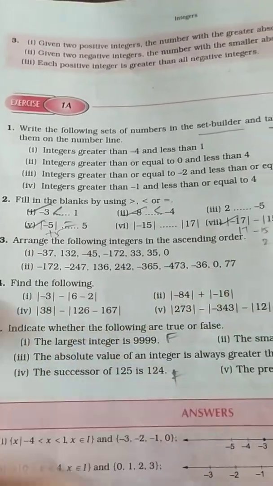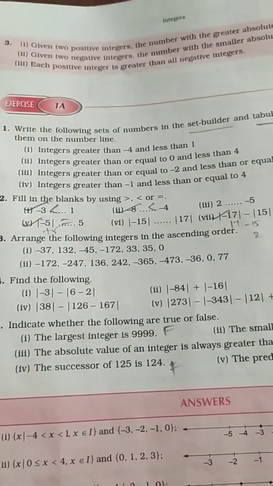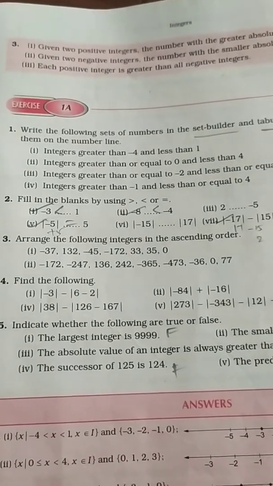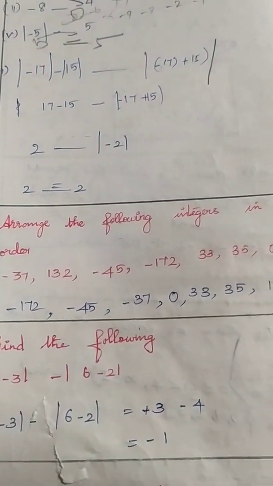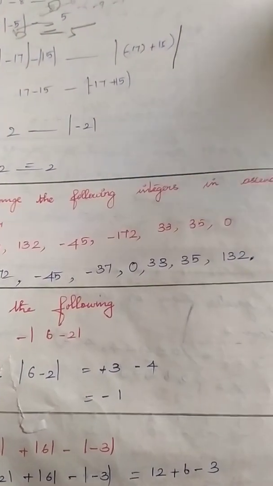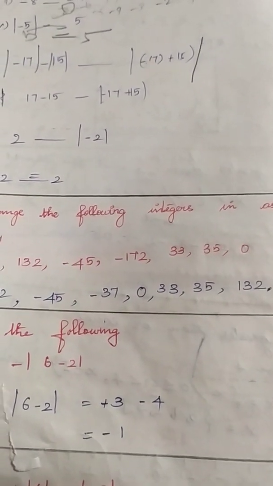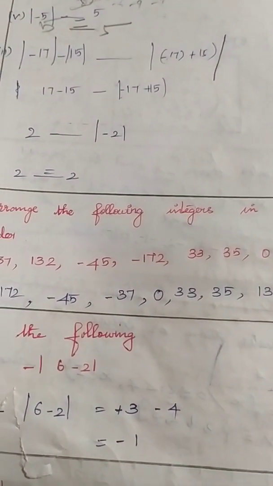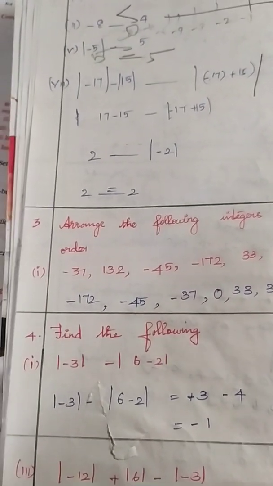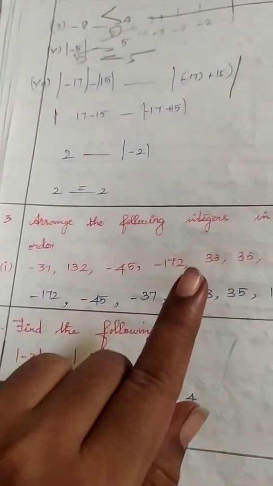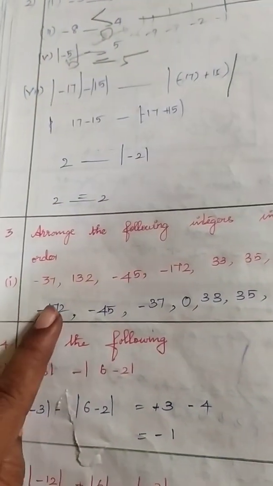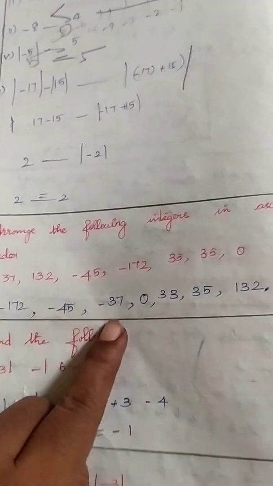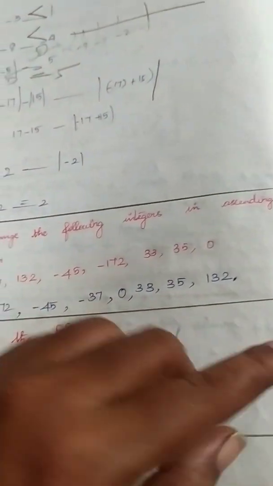Arrange the numbers in ascending order and descending order. Ascending order, how will you arrange? From the smaller number to the bigger number. So your first problem: minus 37, 132, minus 45, minus 172, 33, 35, 0. From smaller to bigger, the negative numbers are the smaller numbers. Among negative numbers, the one with the bigger value after the minus is smaller. So minus 172 is the smallest. So: minus 172, minus 45, minus 37, 0, 33, 35, 132.